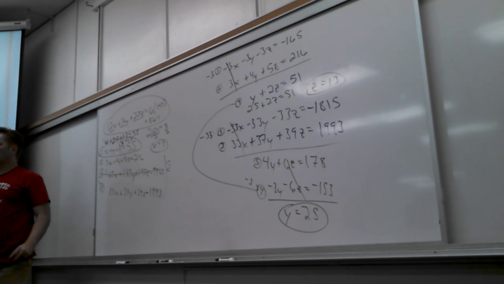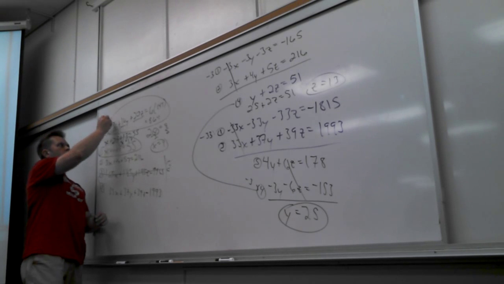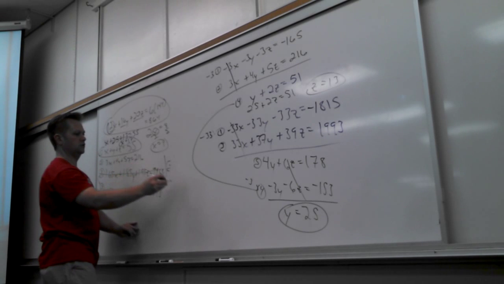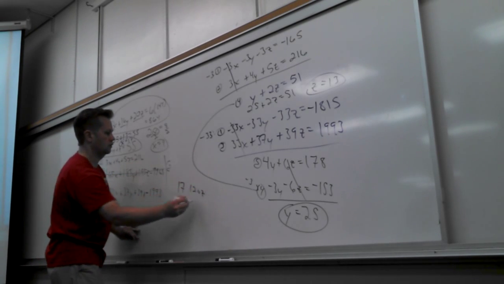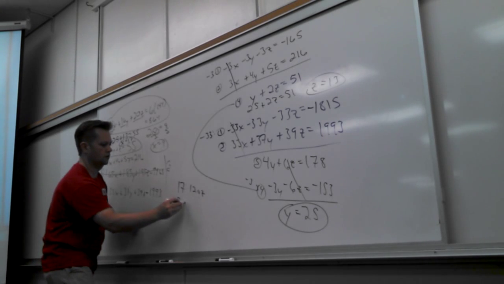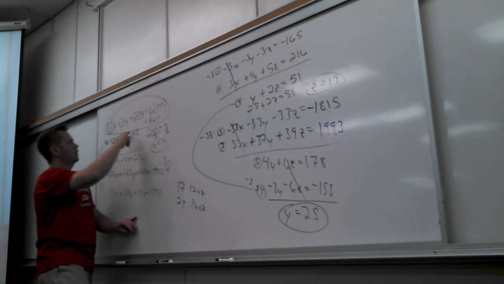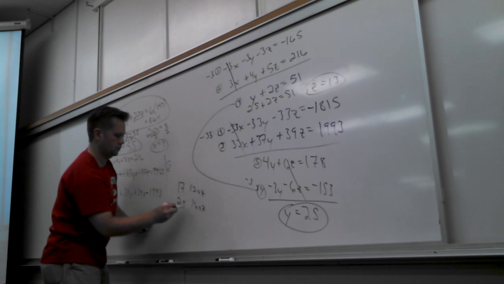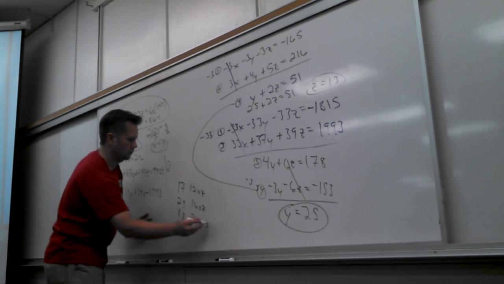Now, this is a word problem, so what I've done is not good enough. X represented the 12-ounce cups, right? So you say 17 12-ounce, 25 16-ounce, and 13 20-ounce. Boom!